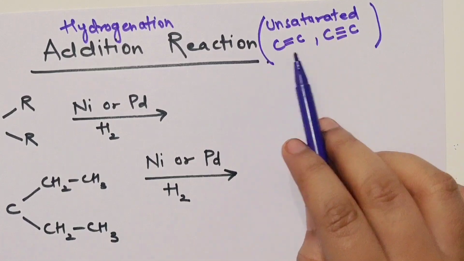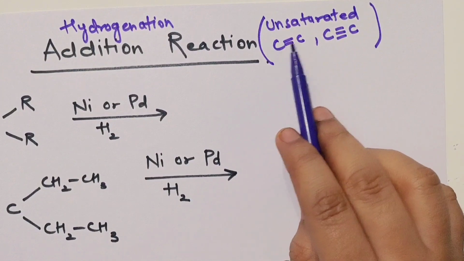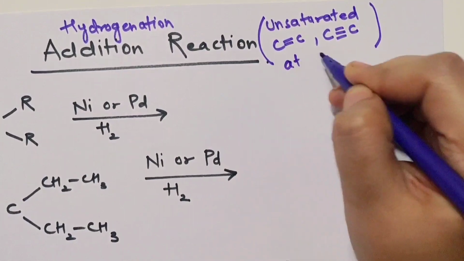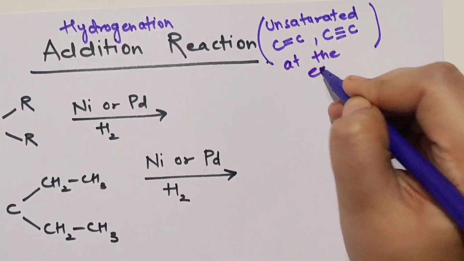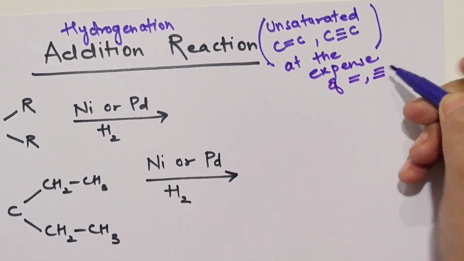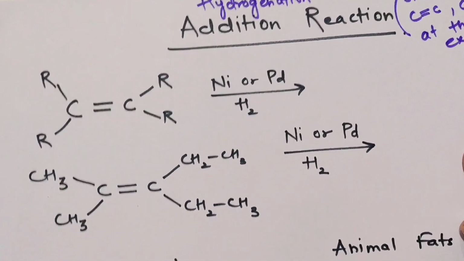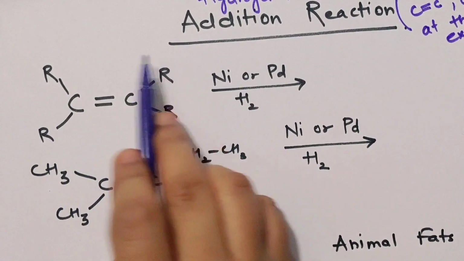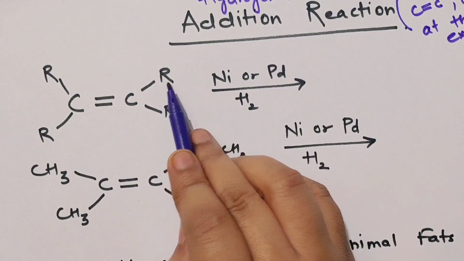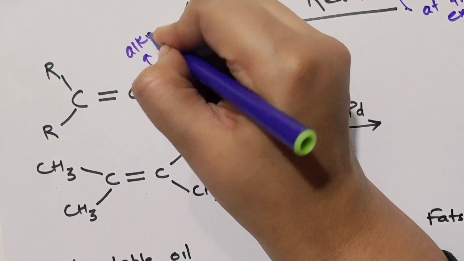Okay, in unsaturated hydrocarbons, addition of hydrogen happens across the double bond or triple bond. Or you can say it happens at the expense of double or triple bond. That means these bonds have to go. Okay, now let's take this for example. This is the reactant given in your book. Don't worry, R is nothing strange. R can be any alkyl group. We call it alkyl group.